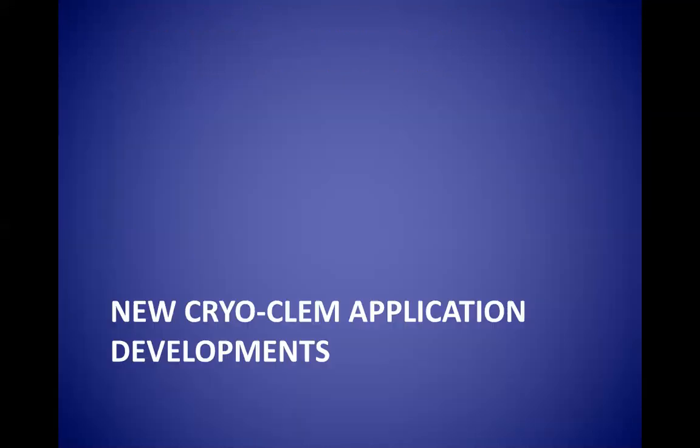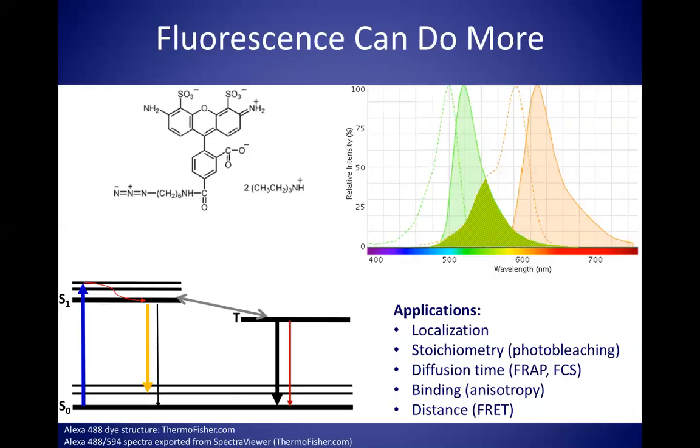So I'm going to finish with some new application development. And this is a topic dear to my heart because my PhD was in fluorescence spectroscopy. So it's really exciting to try to bring some of that into Cryo-CLEM. So the premise of this work is that fluorescence can do more than just localization. So if we think about room temperature applications, we use fluorescence to look at stoichiometry of complexes. We use it to understand binding, diffusion time. We even use it to measure distances.